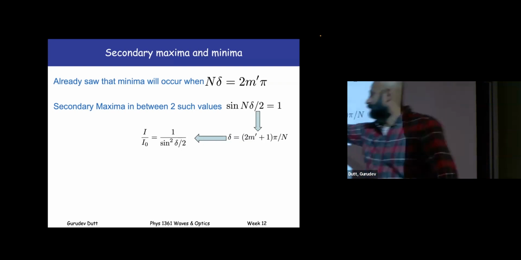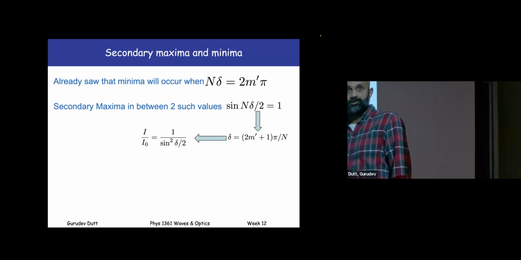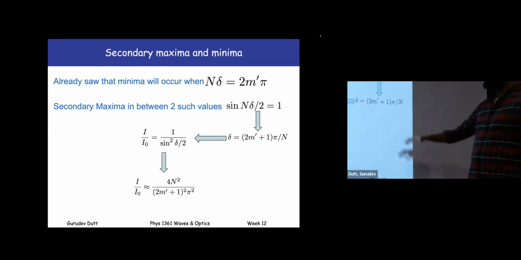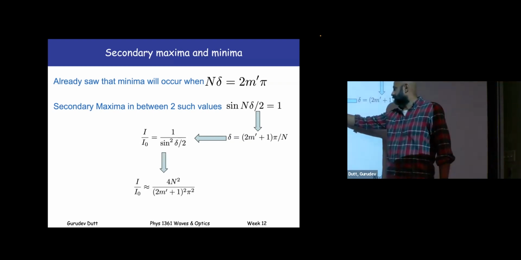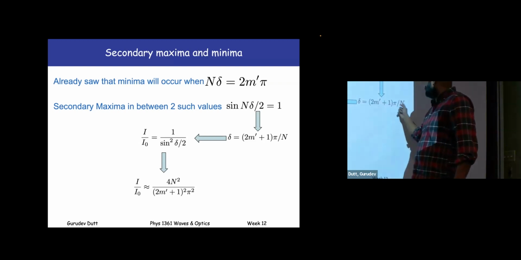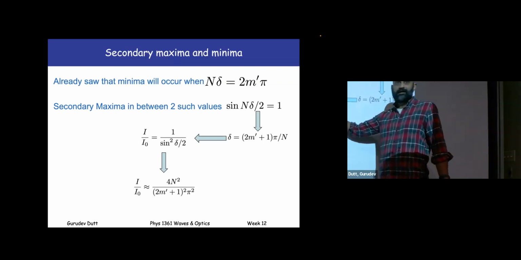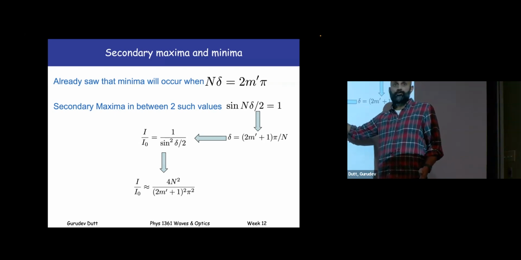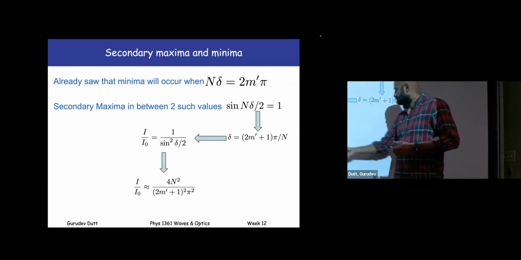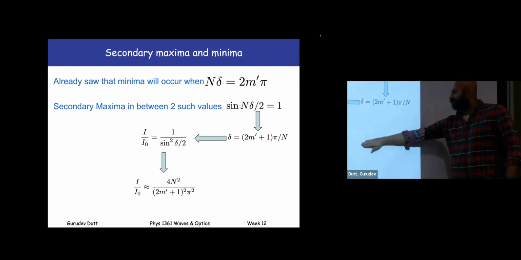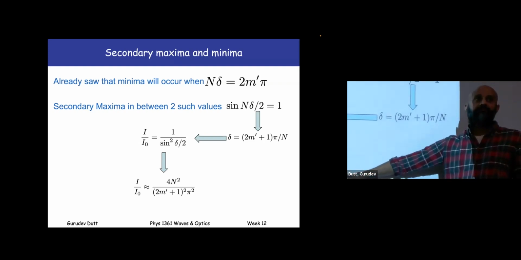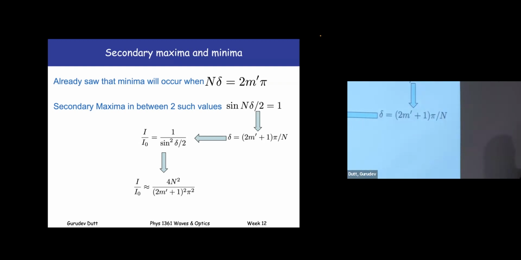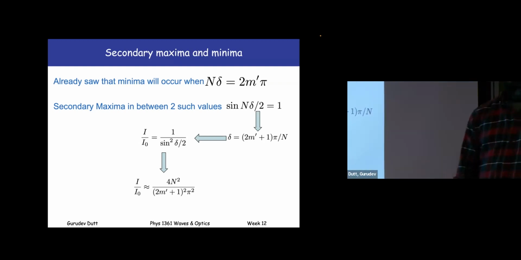So when the numerator is 1, I over I naught is 1 divided by sine squared delta over 2, and delta we know what it is. It's 2m prime plus 1 pi over n. I substitute that here. So I get 2m prime plus 1 pi over 2n. And then because for n large, this delta over 2 will be small, I just replace sine squared delta over 2 by delta over 2, the whole square. And so that's just substituting this. So this allows us to calculate the intensity at the secondary maxima, approximately, without having to solve it analytically or numerically.